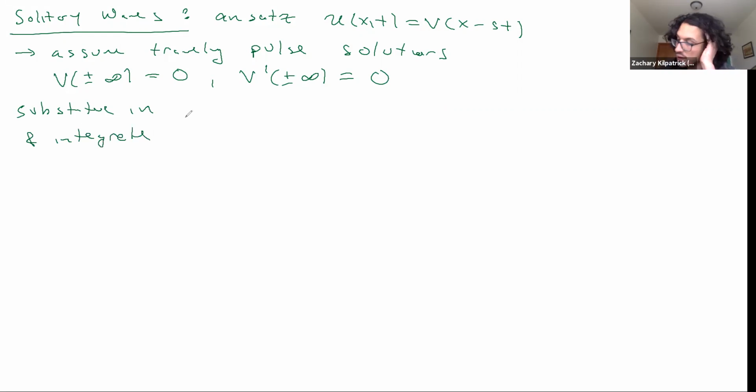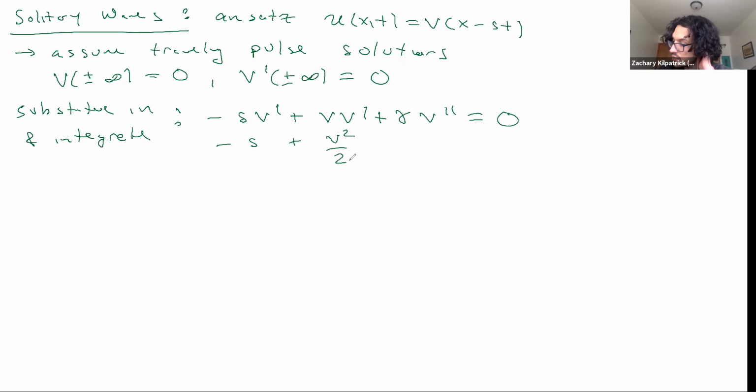So I'll just go ahead and start by substituting it in. So first of all, I get minus S V prime plus V V prime plus gamma V triple prime equals 0. If I integrate this, then I get minus S V plus V squared over 2 plus gamma, oops, sorry, I forgot a prime there, V double prime. And this should equal a constant, right?